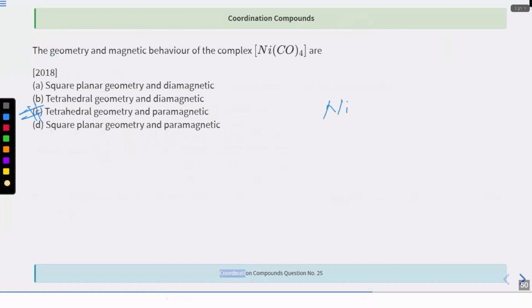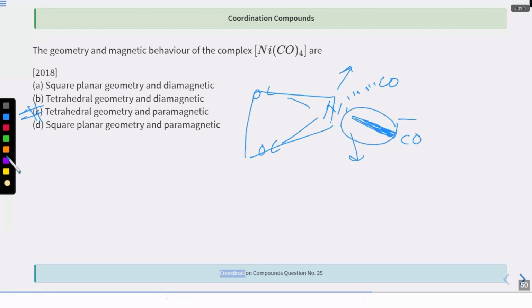It is tetrahedral geometry. Tetrahedral is something like this. One is going inside, one is coming outside like this, and two are in the plane. So these two are in the plane, and this is going inside the plane, which means inside this region, and this one is coming outside. Okay, so the dashed line means going inside, and this means coming outside. So it is represented by tetrahedral geometry and diamagnetic. Not C, B option, sorry. Okay, so B is the right option to this question.